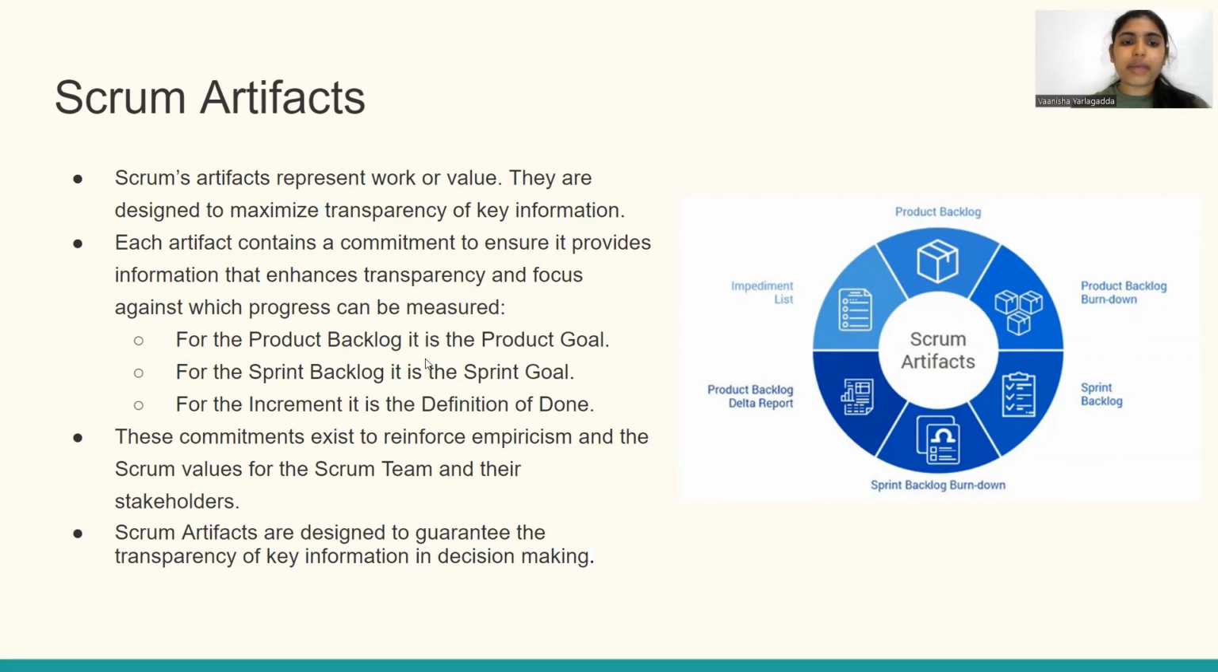For the product backlog, the commitment is the product goal, and for the sprint backlog, it is the sprint goal. And these commitments exist to reinforce the empiricism and the Scrum values for the Scrum team and the stakeholders. These Scrum artifacts help us in the decision making of the project so that we can improve the project quality and the transparency required to complete the project.